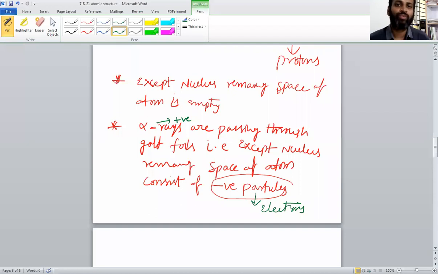How electrons are present, we will discuss in tomorrow's class. There are a few more things, but time is over, so we will discuss them tomorrow: how the electrons are revolving around the nucleus, and some drawbacks in the Rutherford atomic model. All these things we will discuss tomorrow.